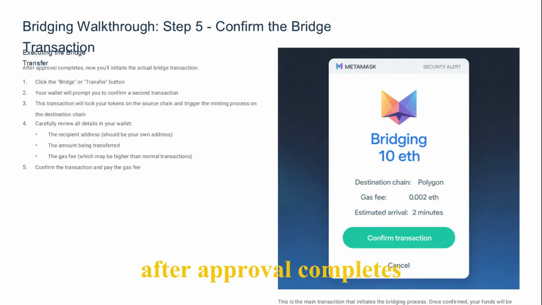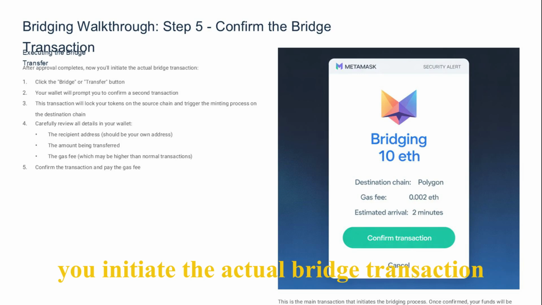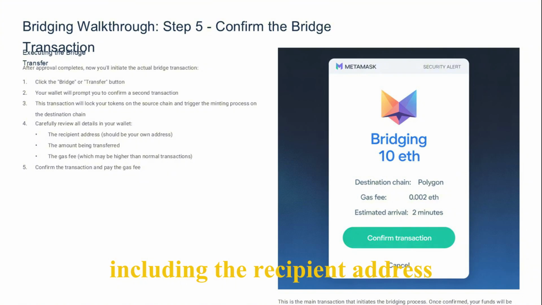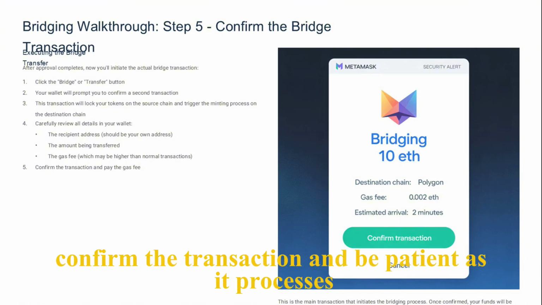After approval completes, you'll initiate the actual bridge transaction. Carefully review all details in your wallet, including the recipient address and the estimated arrival time. Confirm the transaction and be patient as it processes.